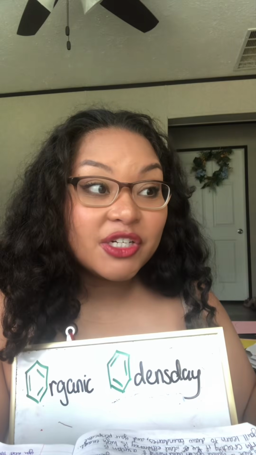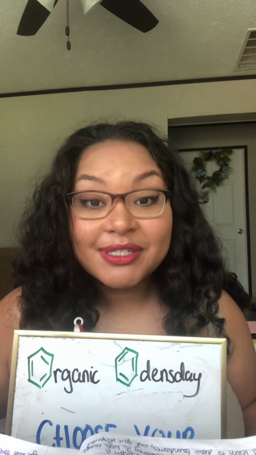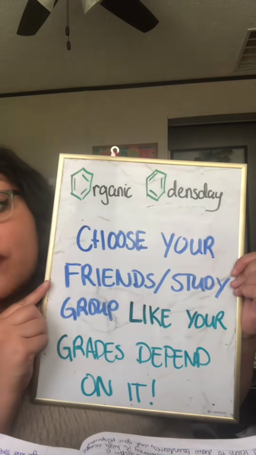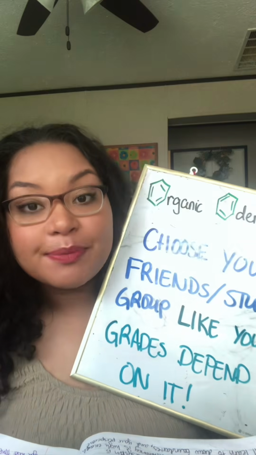All organic reactions are typically a 1-to-1 ratio between reactants and products, because at this point there are bigger fish to fry than balancing an equation. Most importantly, when it comes to organic chemistry, this will be the great divide amongst people. So choose your friends and your study group, like your grades, like your future, like your GPA absolutely depends on it.